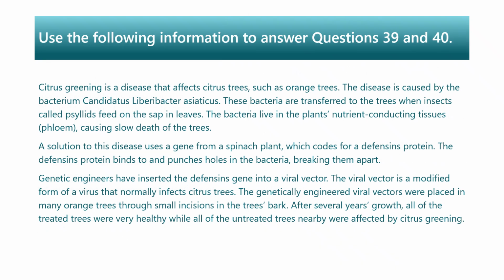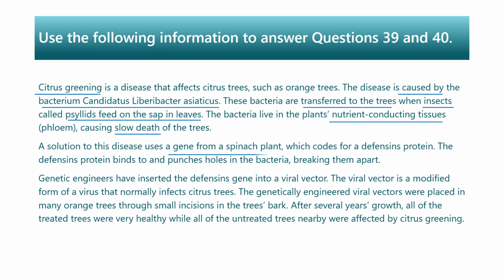Citrus greening is a disease that affects citrus trees, such as orange trees. The disease is caused by the bacterium Candidatus Liberibacter asiaticus. These bacteria are transferred to the trees when insects called psyllids feed on the sap in leaves. The bacteria live in the plant's nutrient-conducting tissues, phloem, causing slow death of the trees.